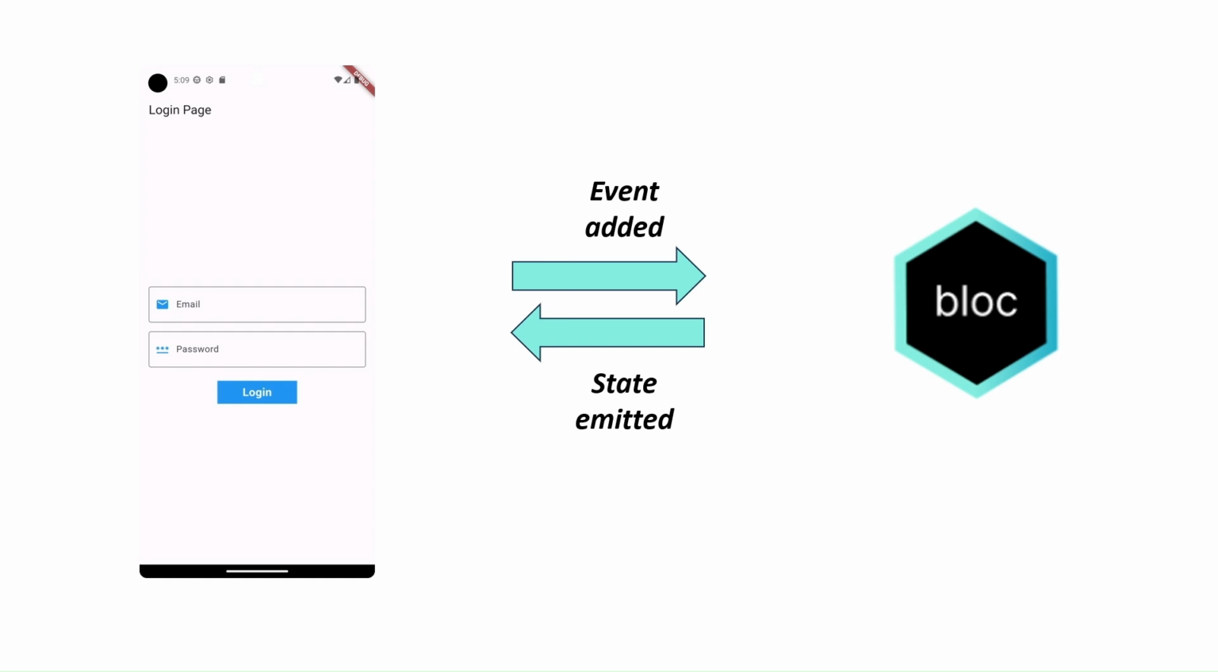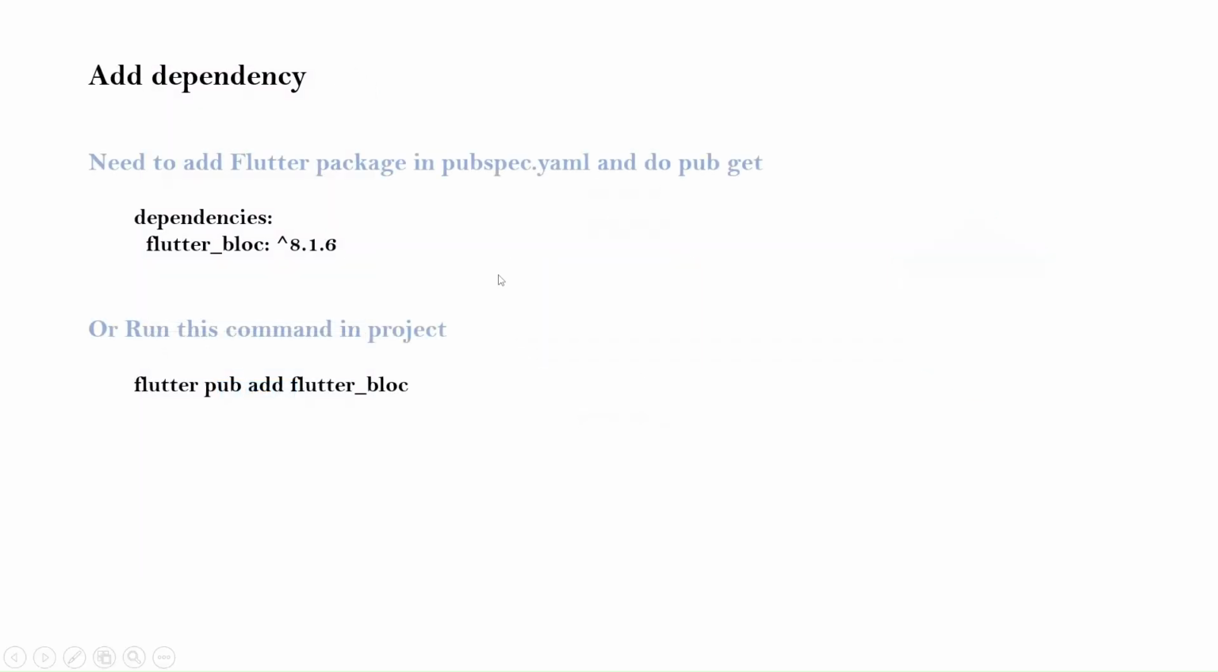Now we have to see what we have to do in the code. First, we have to add the dependency. If we want to add the package in pubspec.yaml, we can do it directly inside the dependencies. We can add flutter_bloc, and after that run pub get. Or we can run this command in the project: flutter pub add flutter_bloc.